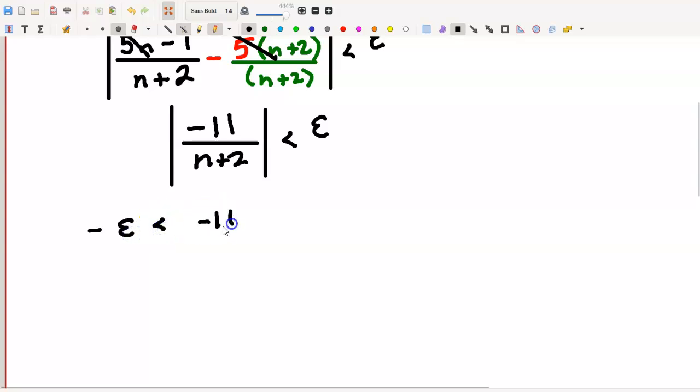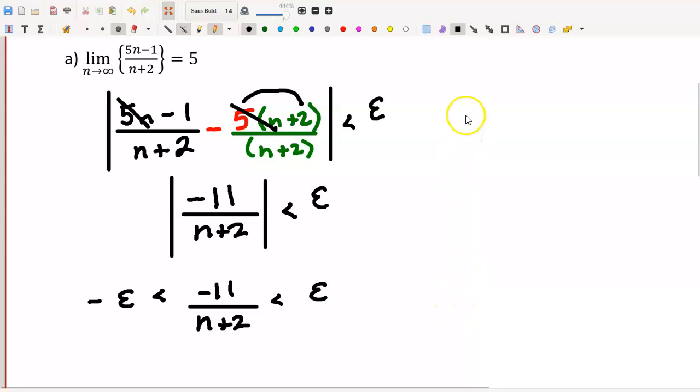So we have negative epsilon is less than negative 11 over n plus 2 is less than epsilon, which just means in between. We want to find where this is in between these two numbers. So we can do the first. Solve this one first.